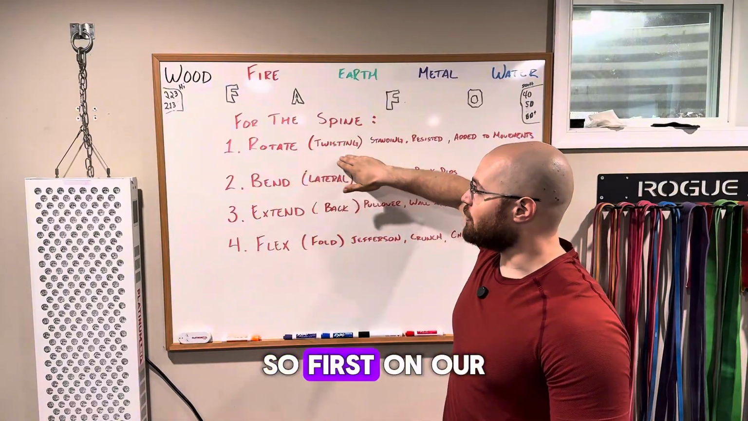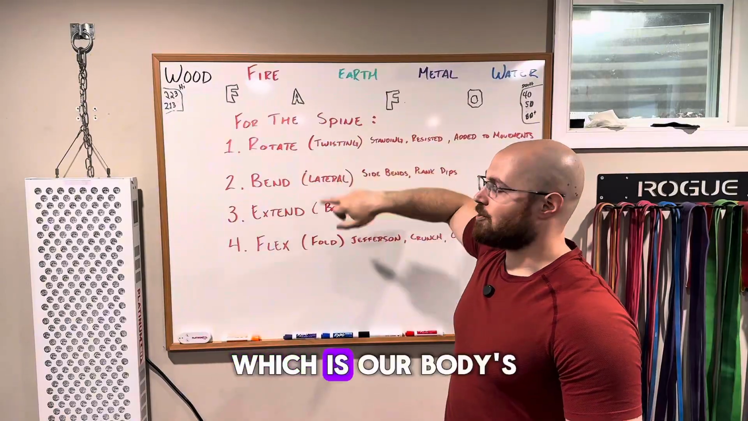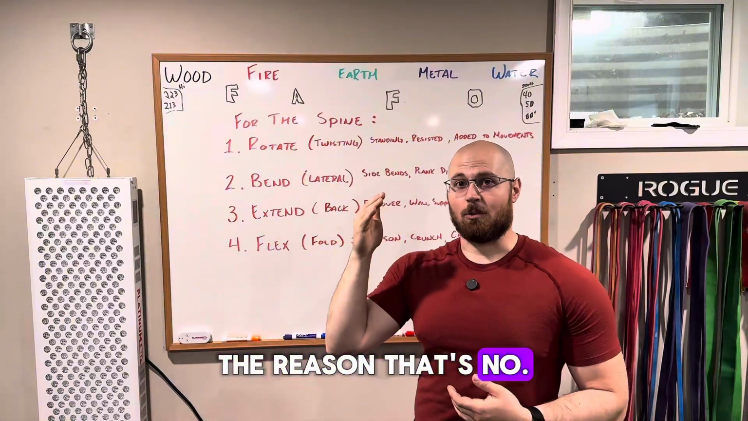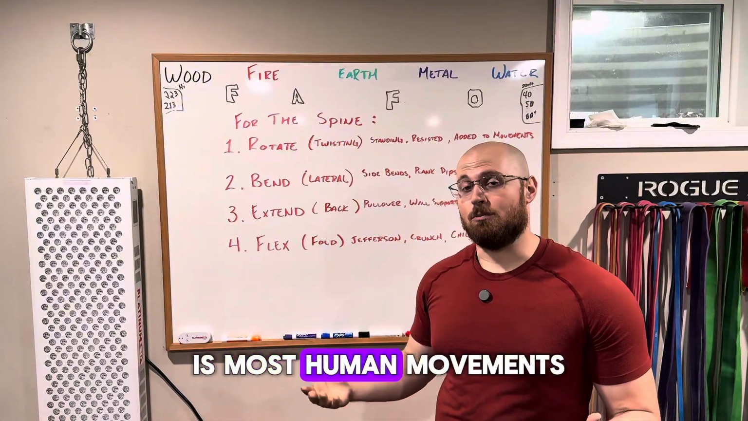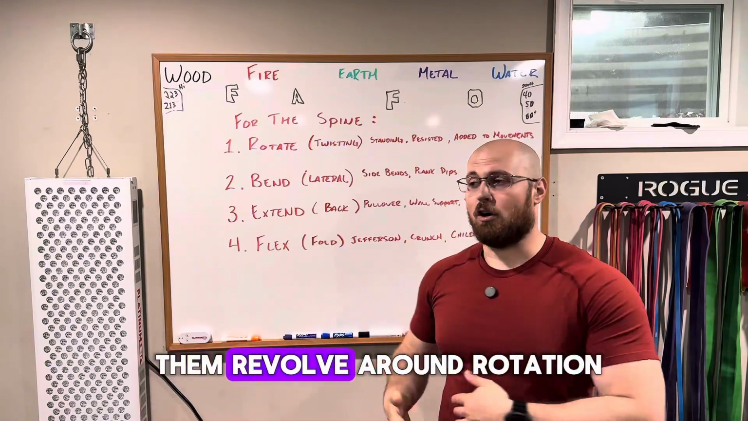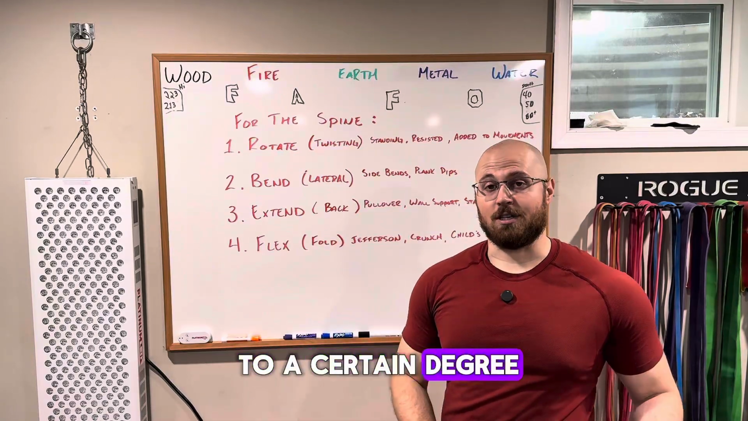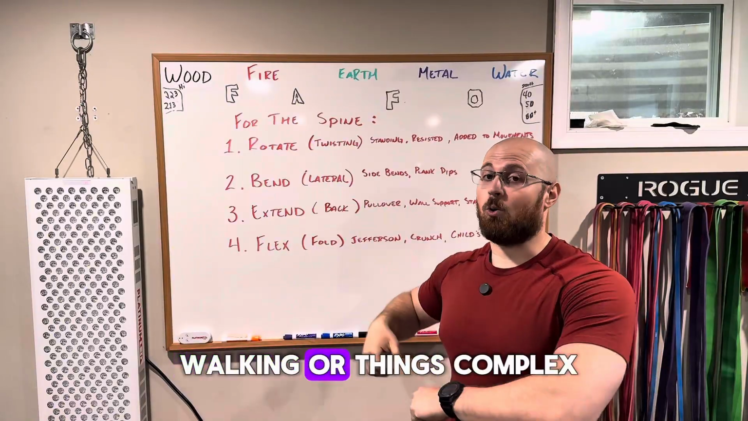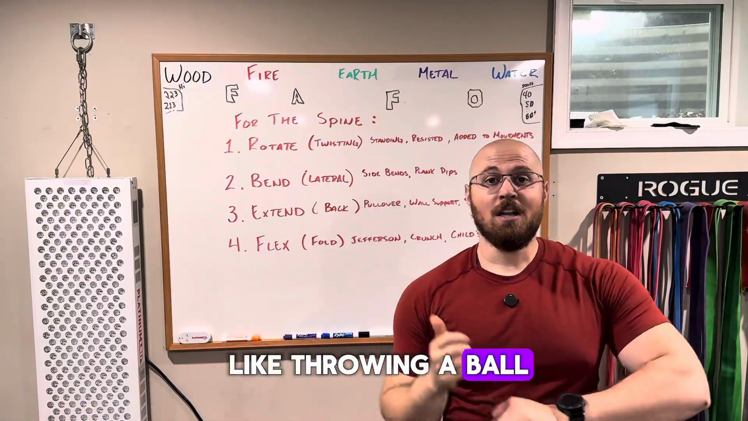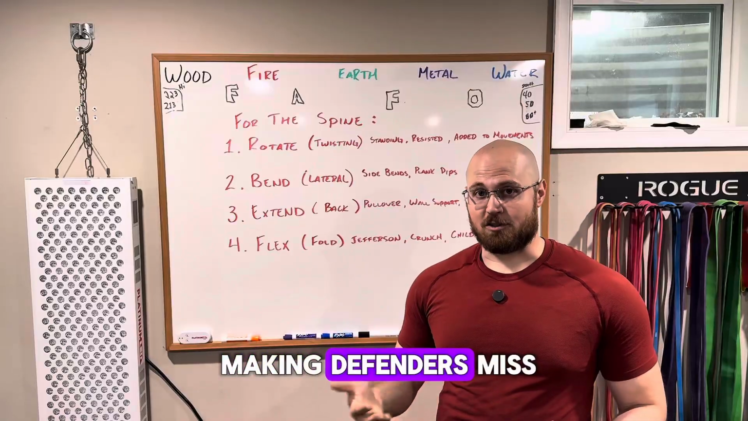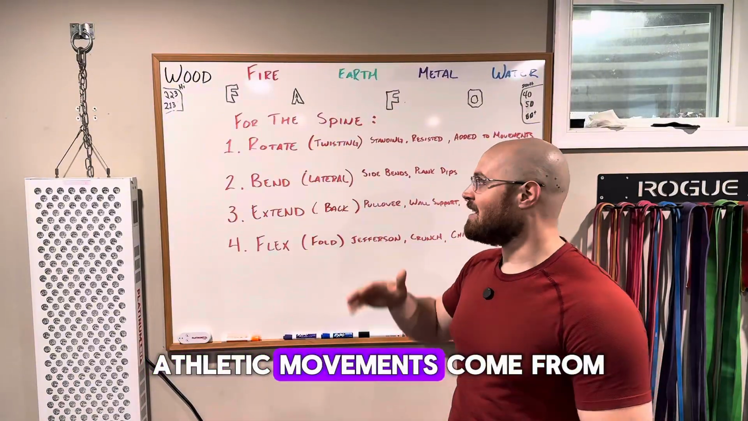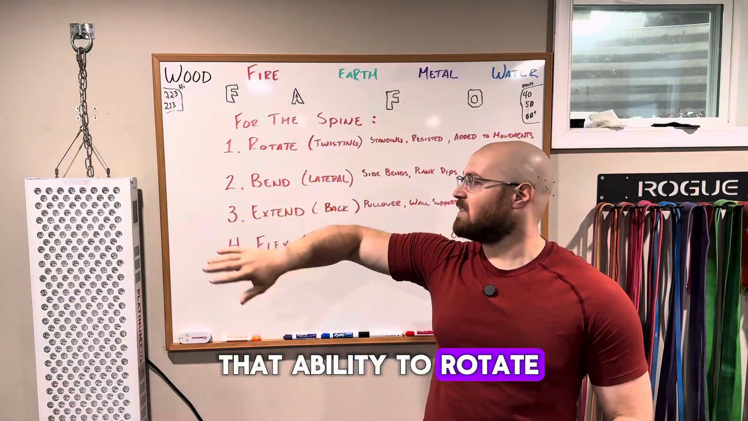So, first on our list, we have rotation, which is our body's ability to twist. The reason that's number 1 on our list is most human movements, or almost all of them, revolve around rotation to a certain degree. Things as simple as walking, or things complex like throwing a ball, swinging a bat, or making defenders miss. Really, a lot of athletic movements come from that ability to rotate.